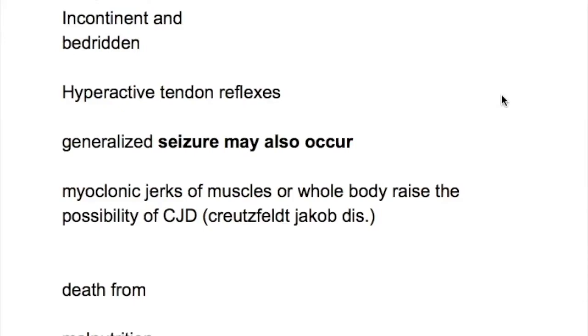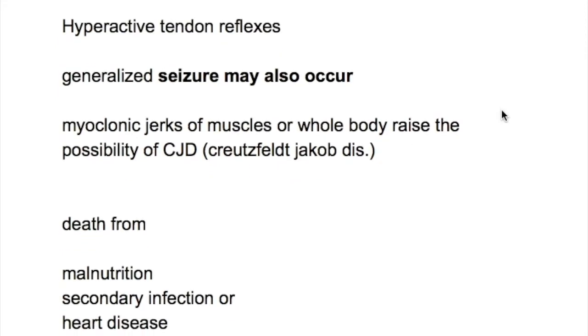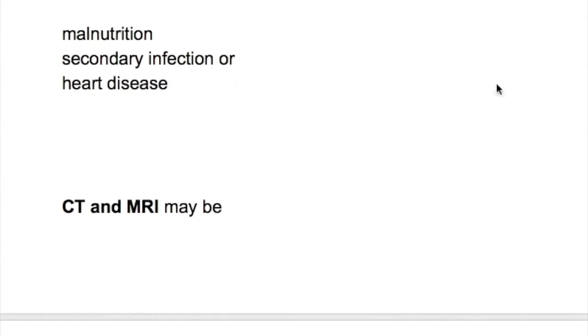In end stage Alzheimer's, the patient will be rigid, mute, incontinent, and bedridden. Hyperactive tendon reflexes. Generalized seizures may also occur. Myoclonic jerks of muscles or the whole body raise the possibility of CJD. Death is from malnutrition, secondary infection, or heart disease.